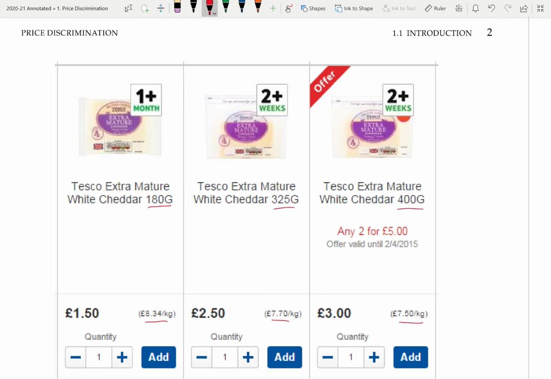So this is an example of second degree price discrimination. So here everyone is able to buy any size block of cheese they like, but different people might buy different size blocks depending on their valuations of cheese. So if there's someone who eats a lot of cheese, then probably they're going to go for the larger block and therefore pay the lower price per kilogram. And indeed, there's also a discount here. So if you buy 2 blocks of the 400-gram block of cheese, then you pay even less per kilogram.